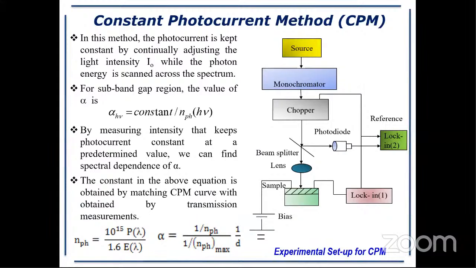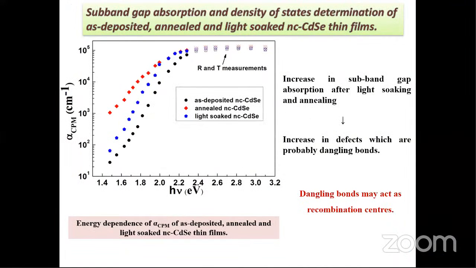The constant in the above equation is obtained by matching the CPM curve with the one obtained by transmission measurement. So we need to do transmission measurements as well as the constant photocurrent method, and using this relation one can calculate the density of defect states which are present here.